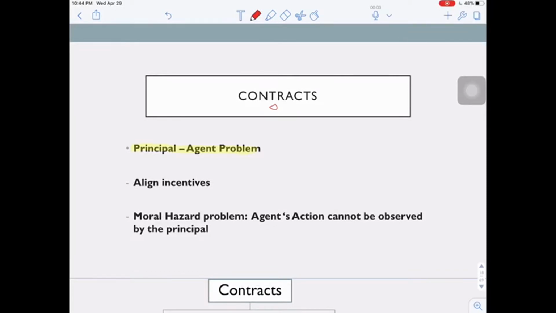So why do we need a contract? A contract is needed to align the incentives between principal and the agent, and a contract is also used to solve the moral hazard problem. A moral hazard problem occurs because the agent's action cannot be fully observed by the principal. So for example, when no one can see your effort, you definitely don't want to put in your maximum effort because you have to pay a cost for it.